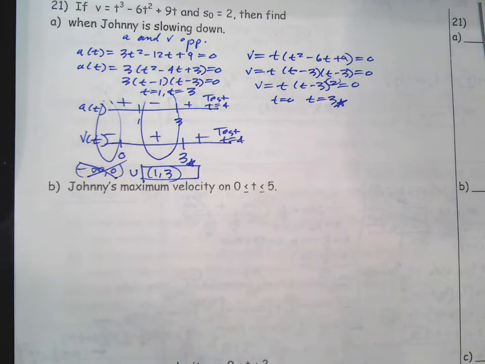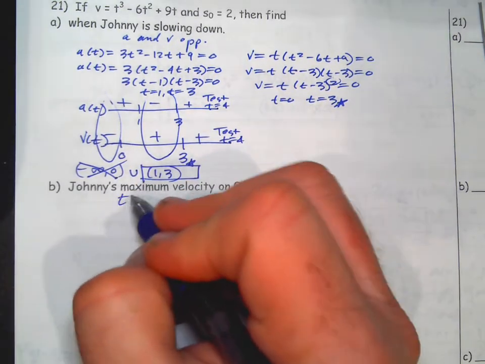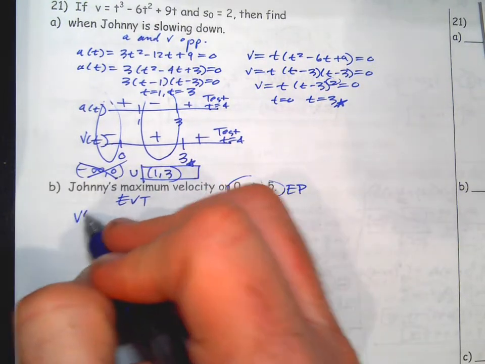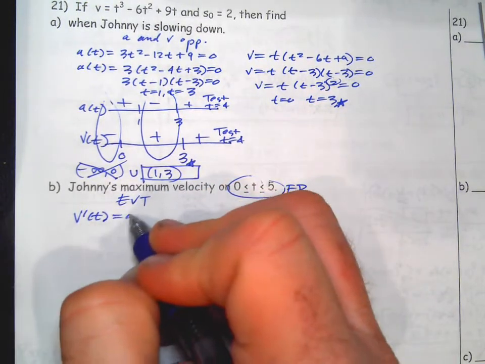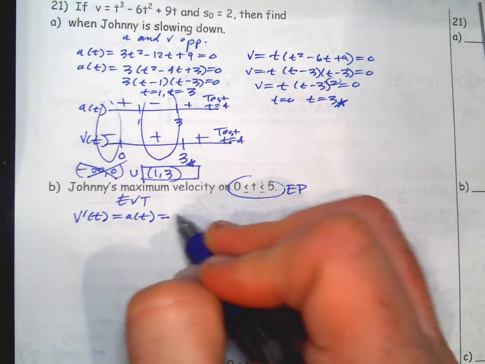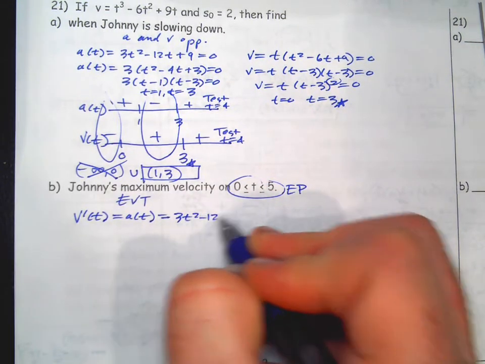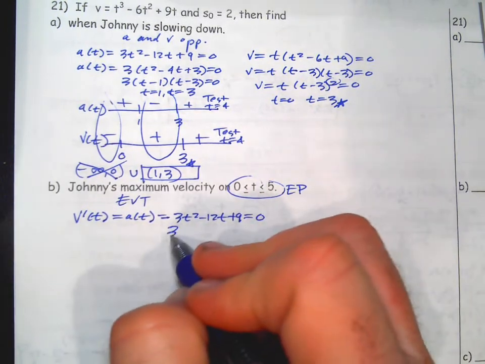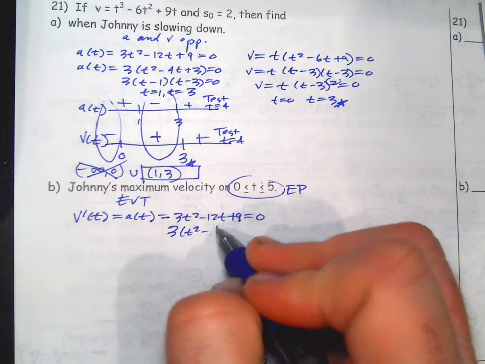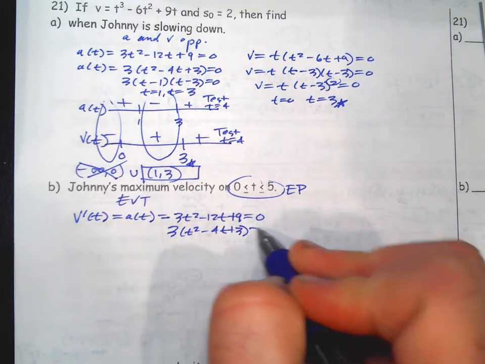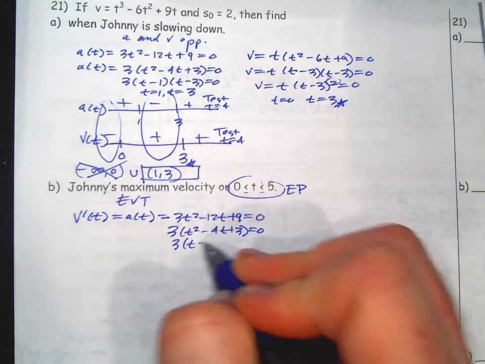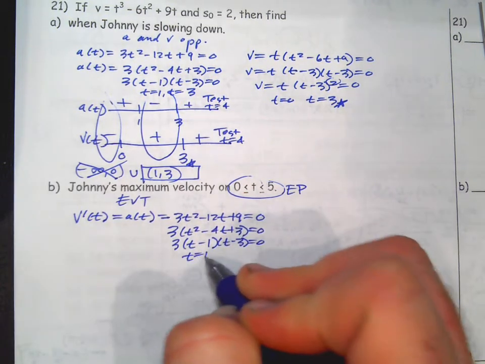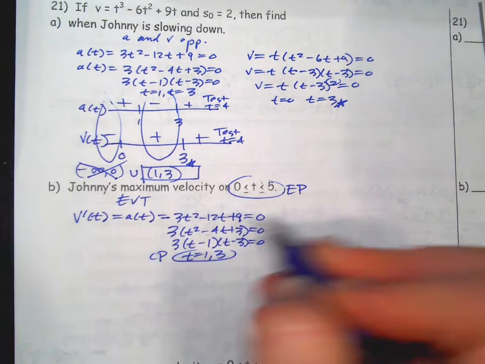Maximum velocity. So this is the extreme value theorem. These are your endpoints. We've got to find critical points. So you have to take the derivative of the thing you're trying to maximize, which is going to be acceleration this time, which is 3t squared minus 12t plus 9, set equal to 0, which we already did. I guess I could redo it if you want. So these are your critical points for velocity.